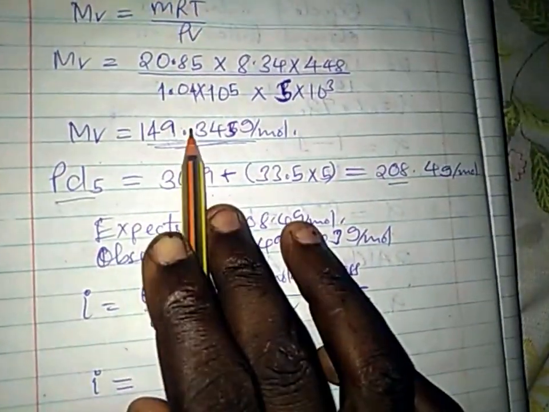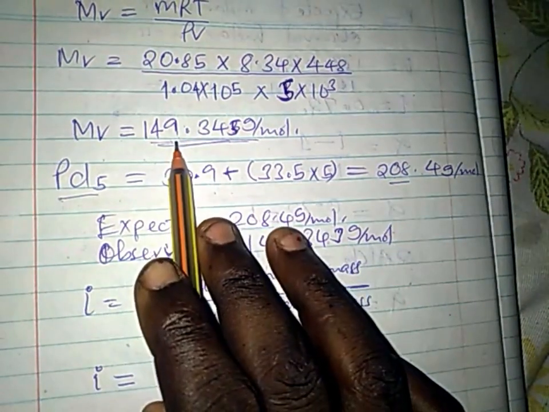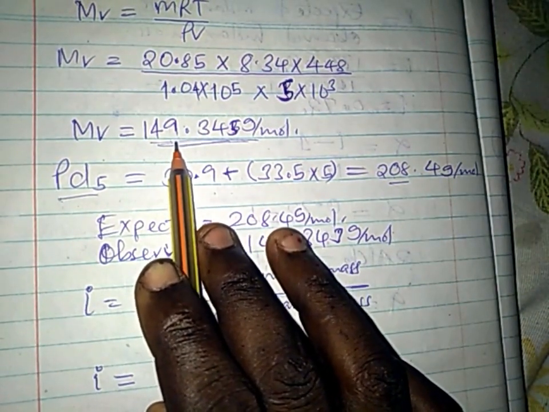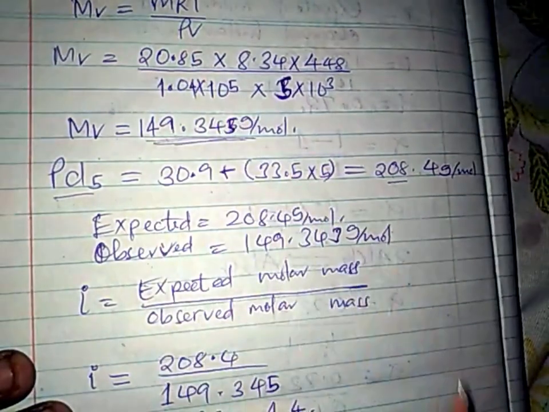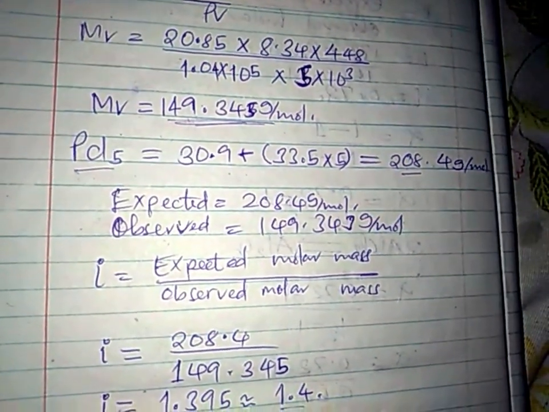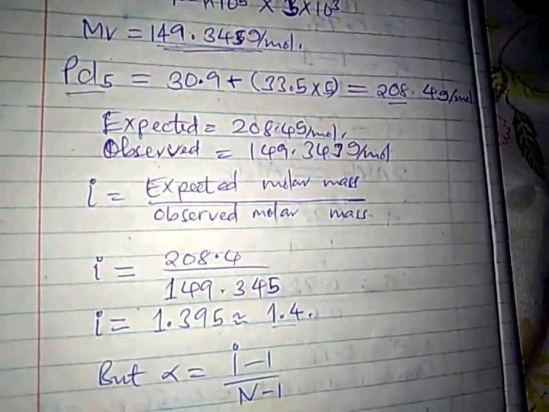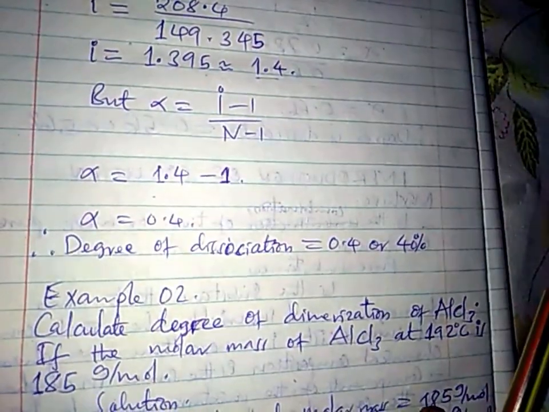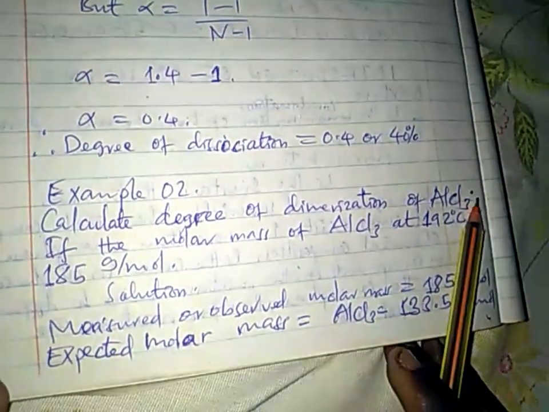And don't worry if you got the molar mass here different from this answer, because I think the major error was to write 8.5 but not 8.6. But I hope the degree of dissociation still cannot vary to a large extent. Now let's move to our second example.